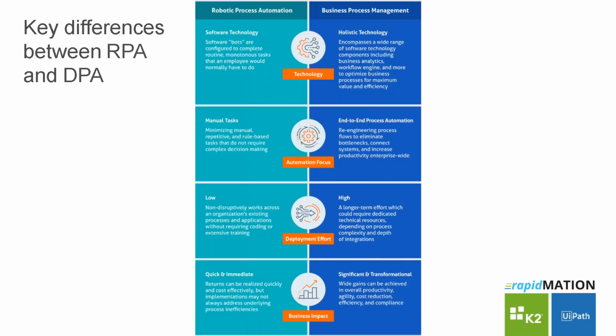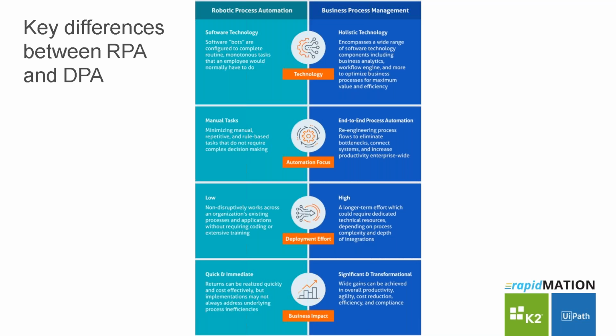So what are the key differences between RPA and DPA? So robotic process automation is concerned primarily with creating robots or bots that are designed to complete routine, monotonous and repetitive tasks that an employee would normally do. Whereas DPA takes a more holistic approach to process automation. It includes business analytics, workflows with human tasks, and a focus on optimizing the business process to increase value and efficiency. So the tasks that RPA focuses on are repetitive, rules-based ones that do not require complex decisions, whereas DPA focuses on end-to-end process automation with an aim to eliminate bottlenecks, connect data from different systems and increase your productivity.